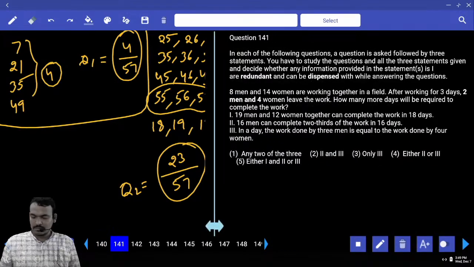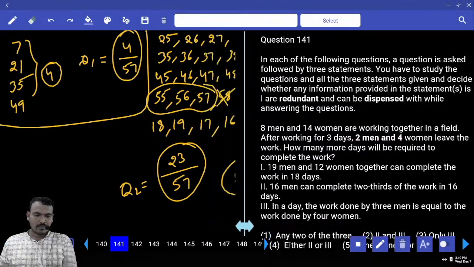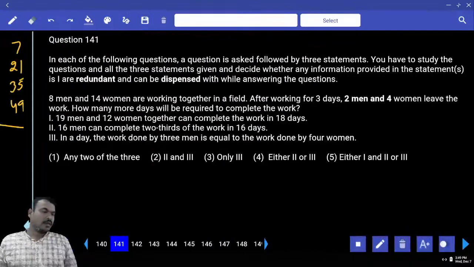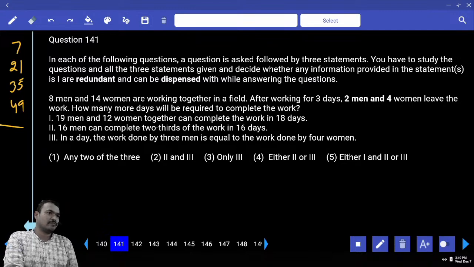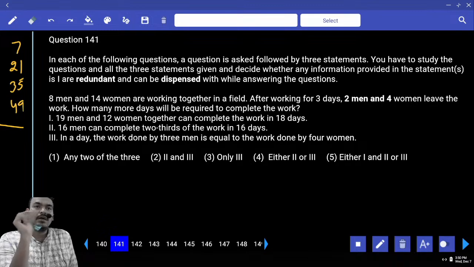Data sufficiency. Reverse data sufficiency. Not data sufficiency, reverse data sufficiency. Normally in data sufficiency, we check whether one alone is sufficient to answer the question or not. Suppose statement 2 alone gives the answer, we write that 2 alone is sufficient to answer the question. But here it is reversed. If one alone gets the answer, then the answer will be 2 and 3 are not.